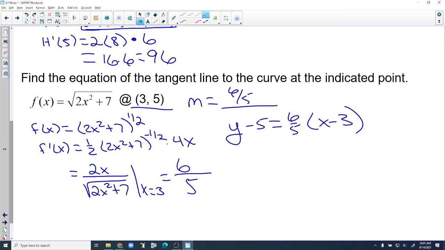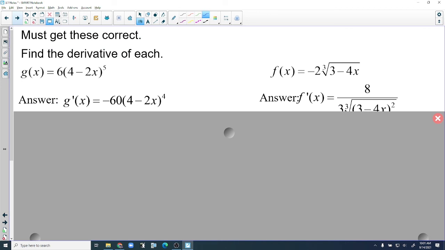With your partner, on the last slide, I've given you the function, I've asked you to take the derivative, and I've given you the answer. So try to get the answers. I really would like to see you get these answers.